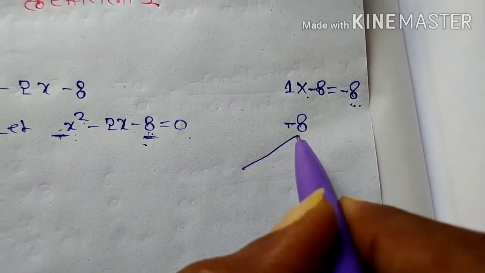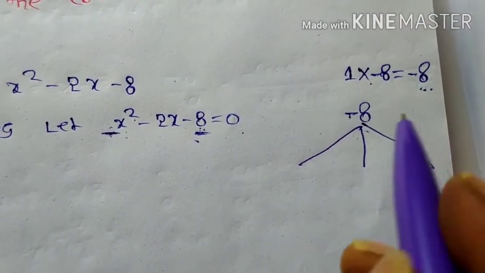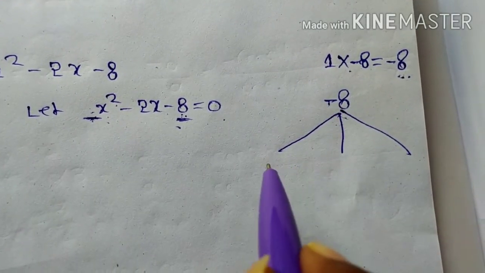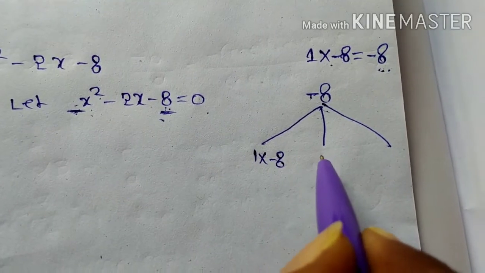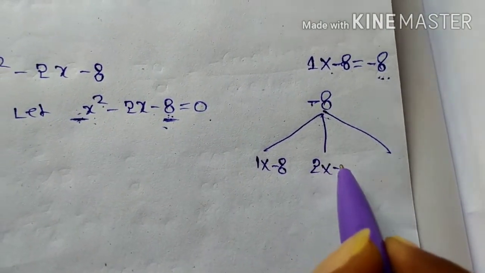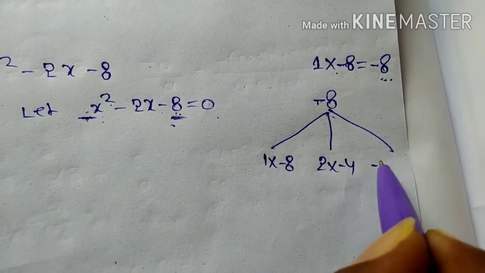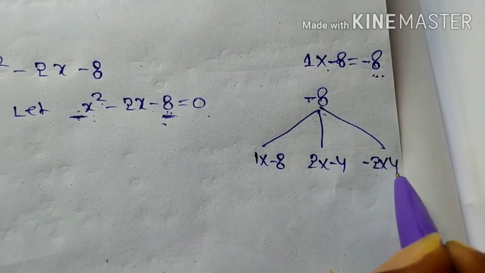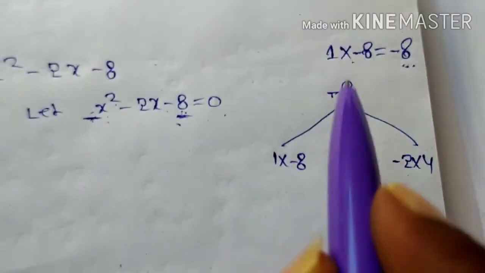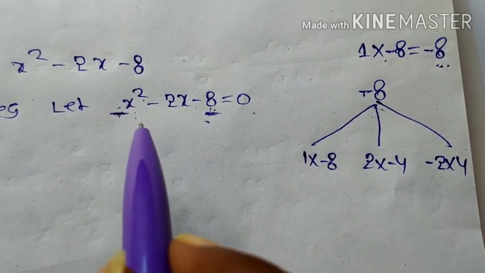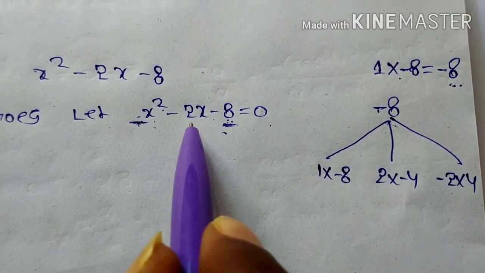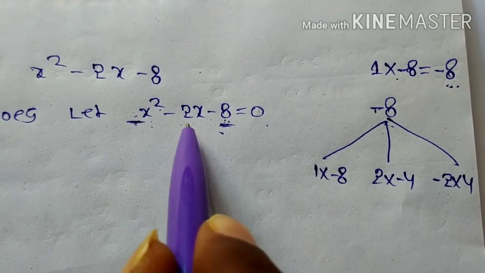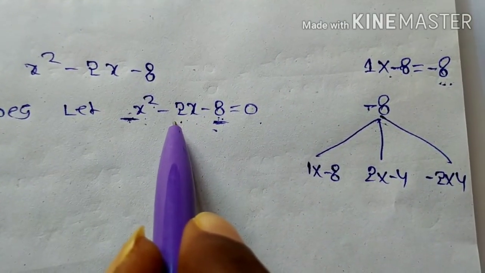You can see here what I am doing. Minus 8 can be written as 1 into minus 8, 2 into minus 4, minus 2 into 4. Yes or no? You can write anyway. But in finding zeros of the polynomial, you should split the middle term. What is the middle term here?